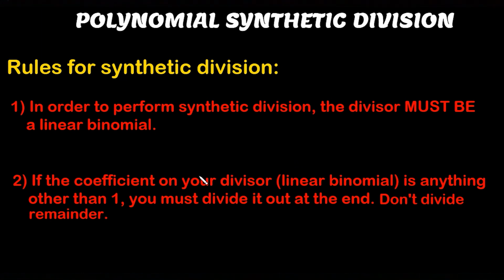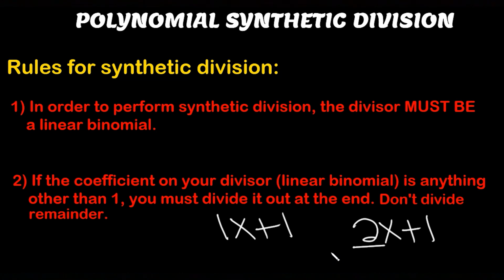Now the next part says if the coefficient on your divisor, the linear binomial, is anything other than 1, you must divide it out at the end. Don't divide the remainder. So to give you an example, you could have a divisor that is x plus 1, okay? That would be a linear binomial and the coefficient in front of the variable is 1. In this case here, if I did synthetic division using this divisor, I do not need to divide anything out at the end. However, if I had, let's say, 2x plus 1, well, look at my coefficient now. It's no longer 1, it's 2. So at the very end, I would have to divide everything out by 2. And again, just make sure you do not divide the remainder, okay? You're not doing anything with the remainder.